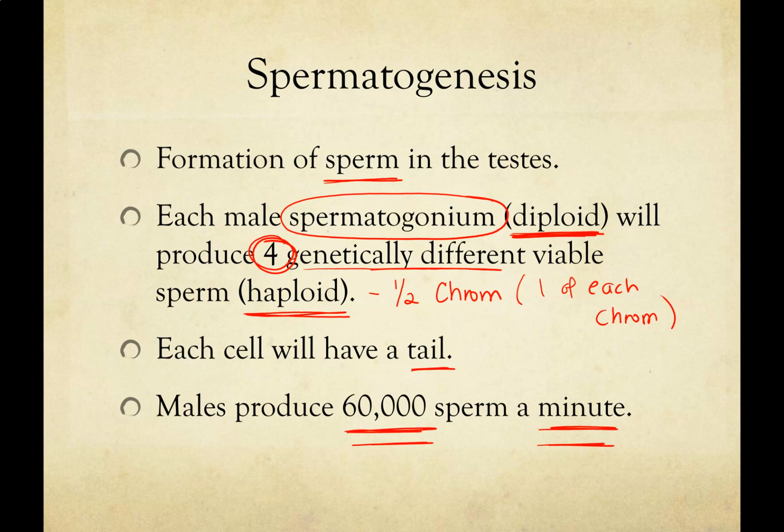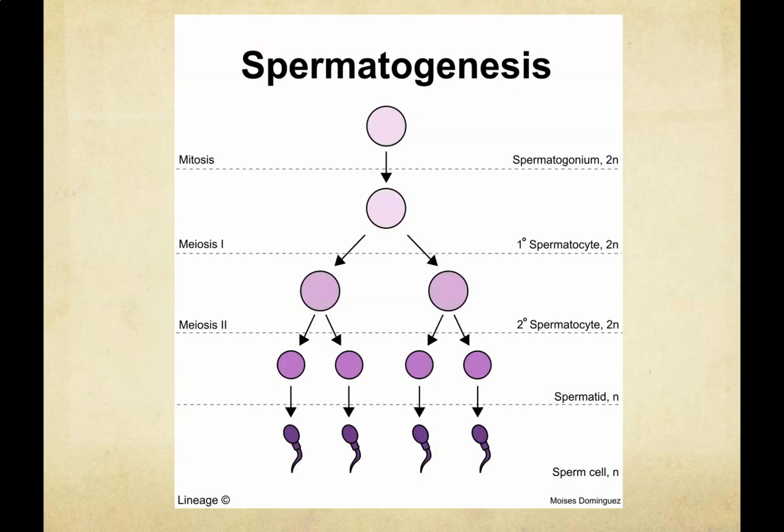So 4 genetically different cells. They're all viable. What that means is for every 1 spermatogonium a male has, 4 genetically different sperm, each is viable. Each will work. We're going to see that in the females. That's not the case. Again, if you look here, you start off with your spermatogonium, which is a diploid cell, which has 2N, which means it has 2 copies of each chromosome. By the time you're done, you have the haploid N, and these guys are all genetically different, and they all have a tail.